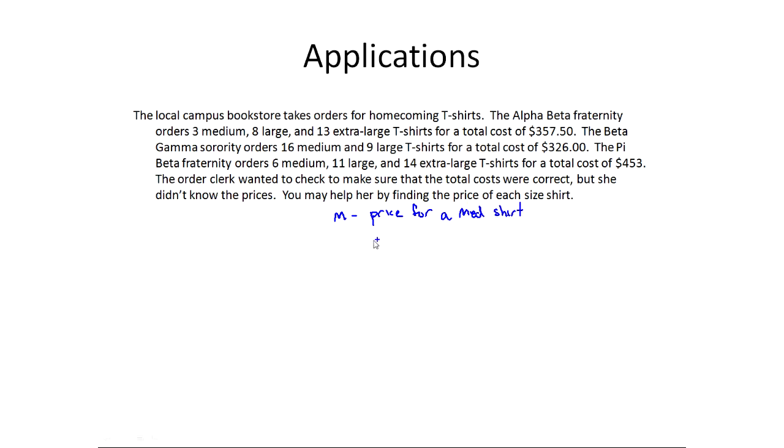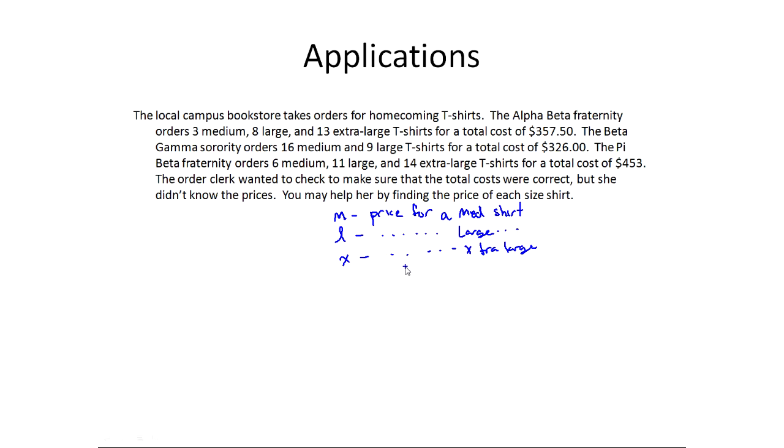Okay, and now the other size was large. So we could say L. This is the price for a large shirt. And then extra large, so we'll call that X. And that's the price for extra large. Kind of lazy, but okay, that's good enough. Now I'm okay with you doing the dots when it means the same thing as above, as long as I can look and tell exactly what your variables represent.